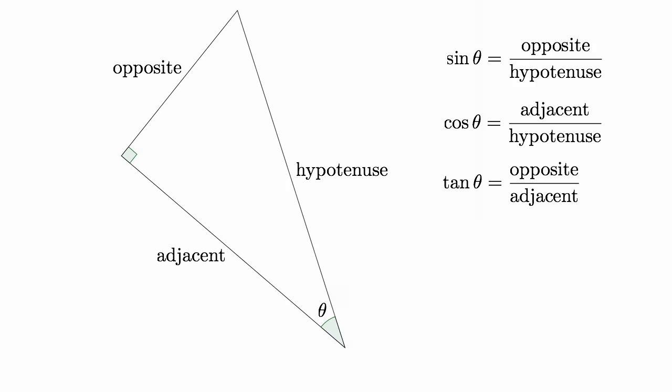You can of course also take the reciprocals of these, and those also have names, but these are really the three important ones. A good way to remember these ratios is the nonsense word SOHCAHTOA. It stands for sine equal to opposite over hypotenuse, cosine is equal to adjacent over hypotenuse, and tangent is equal to opposite over adjacent.